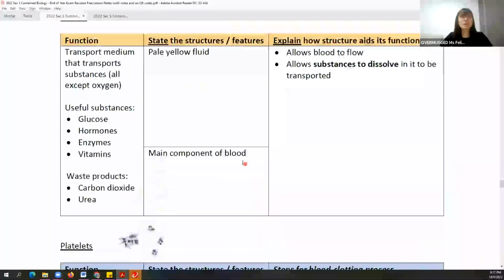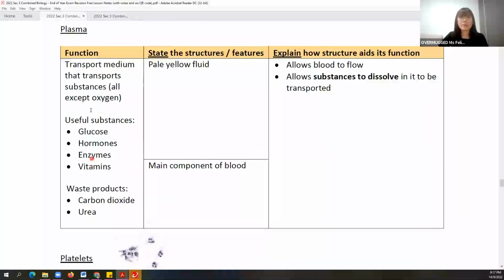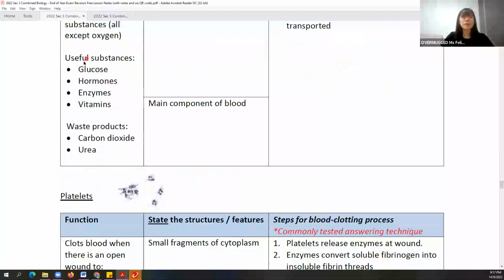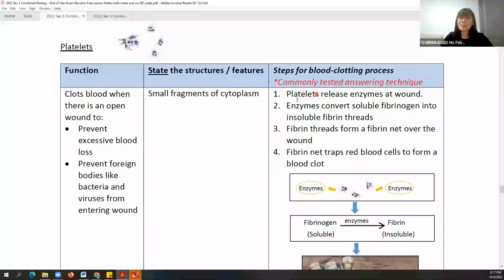Take note that for substances being transported, only oxygen is transported by the red blood cell. All other substances will be transported by the plasma instead. That means including carbon dioxide, any other substance, it will be by the plasma. Strictly only oxygen is red blood cell. Then for platelets, please go and memorize this, because this one is super commonly tested.